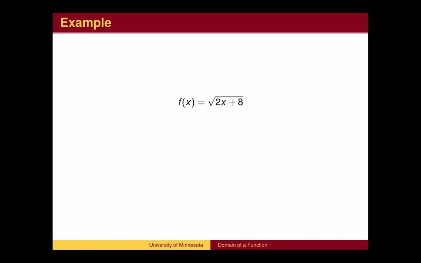Here is another example. We cannot take the square root of a negative number, so the quantity that we are taking the square root of, 2x plus 8, must be greater than or equal to 0. We then solve this inequality for x.